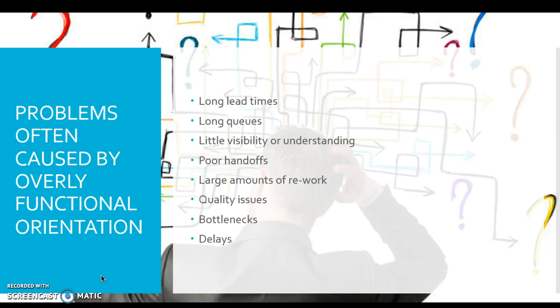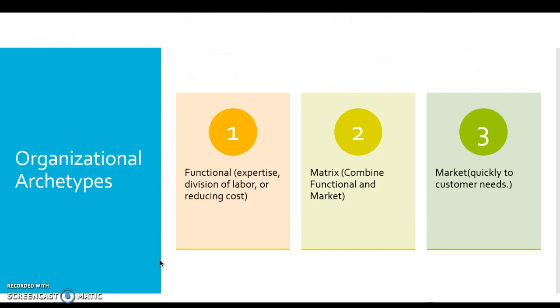So, the problems caused by an overly functional orientation. There are some main problems when we structure our company in a functionally oriented way. There are problems like long lead times, long queues, little visibility or understanding, poor handoffs, large amounts of rework, quality issues, bottlenecks, and delays. Just because we're focusing on reducing costs, and on the labor and the division of labor, we're focusing on the wrong point.